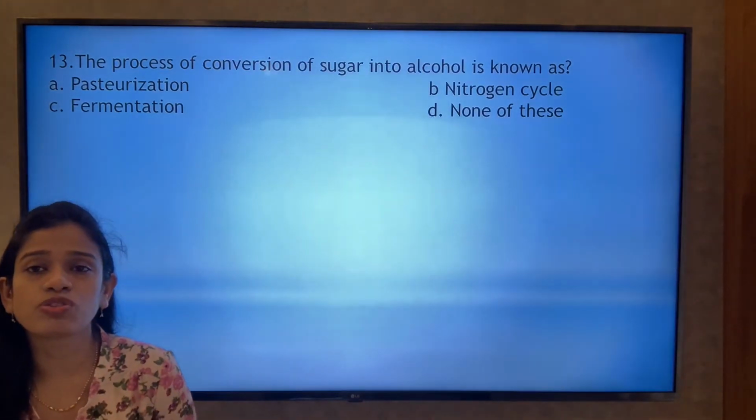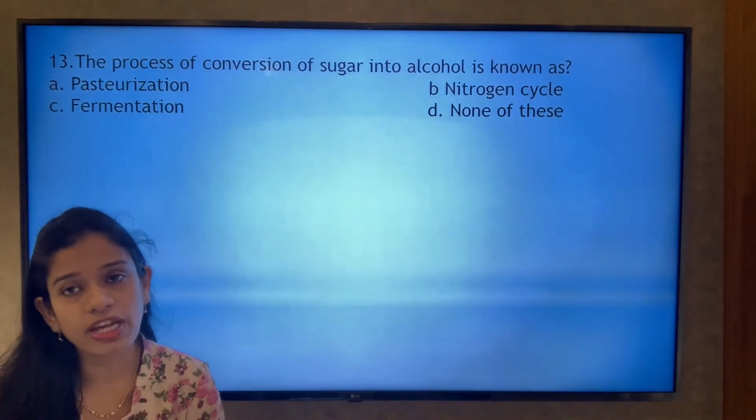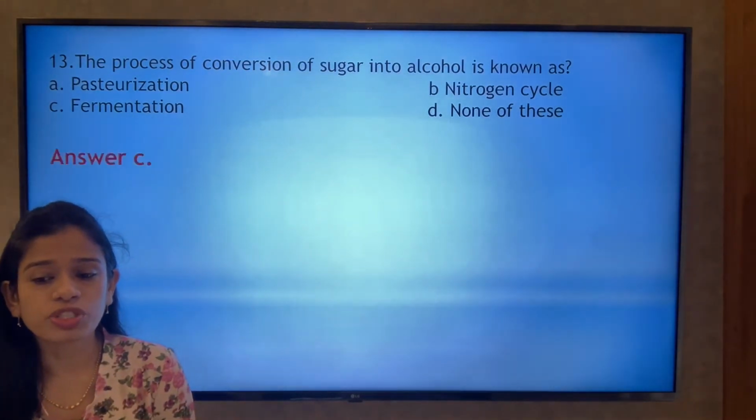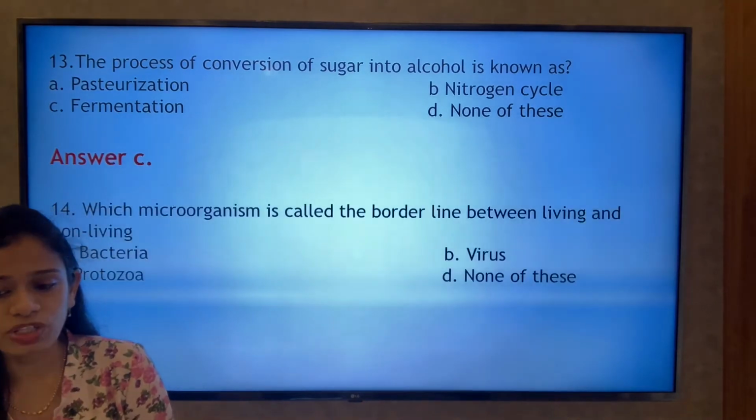It is the process of fermentation in which yeast converts sugar into alcohol. So option C is the correct answer. Let's move to the next question.